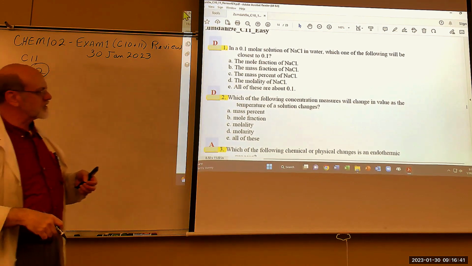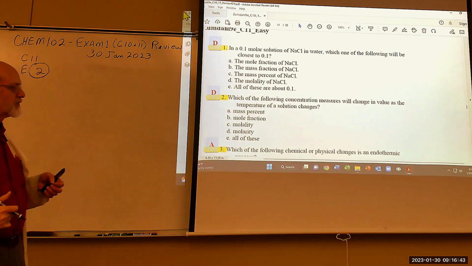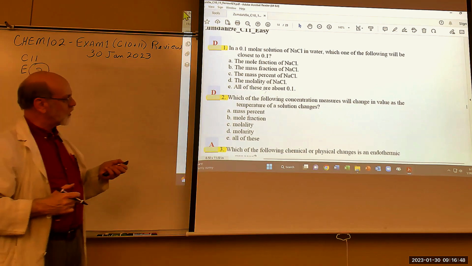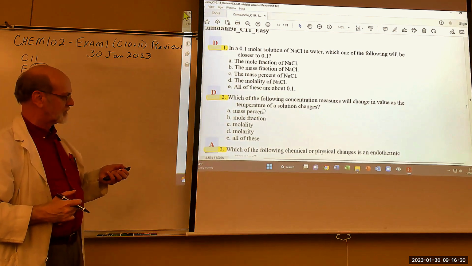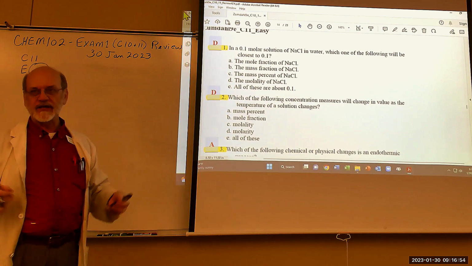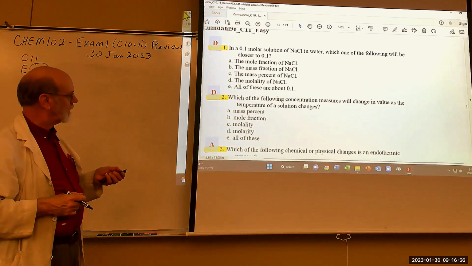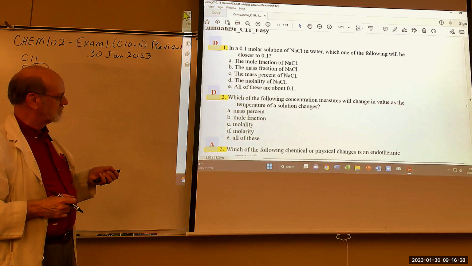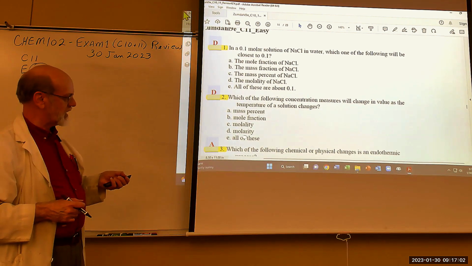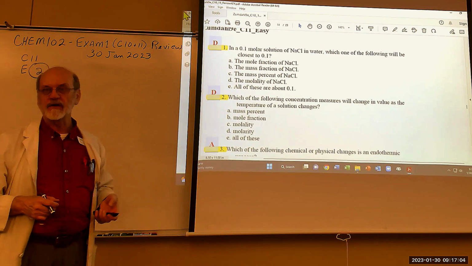Which of the following concentration measures will change in value as the temperature of solution changes? Okay. Well, mass percent, no, because it's based on mass only. Mole fraction, it's based on number of particles. That doesn't change with temperature. Molality, right? We just argued that one. It doesn't change. Molarity does change with temperature because it's based upon volume.